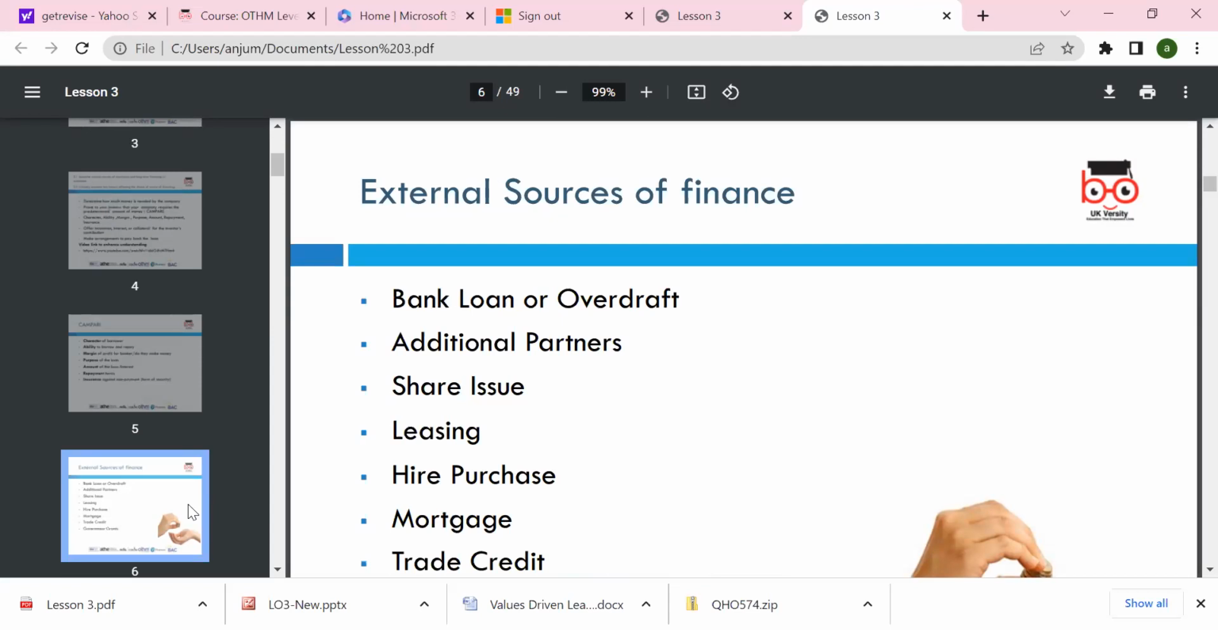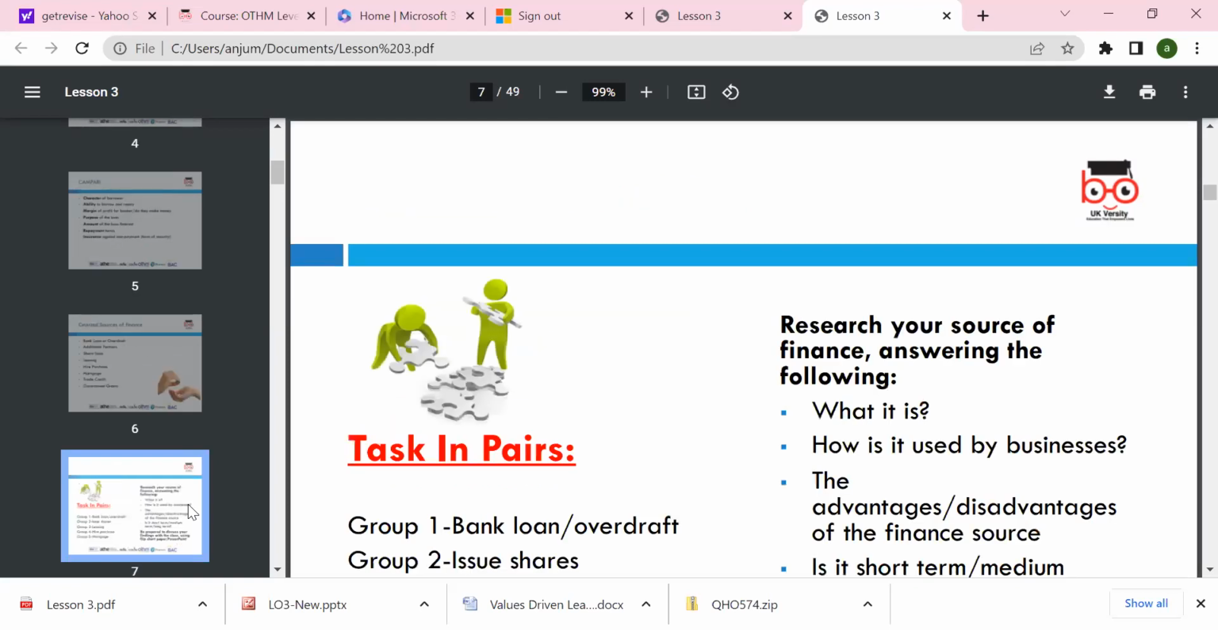Leasing, we can lease various assets. A car can be leased. Hire purchase agreement, like a rent. Mortgage is a long-term borrowing, and trade creditors can be more than a year.